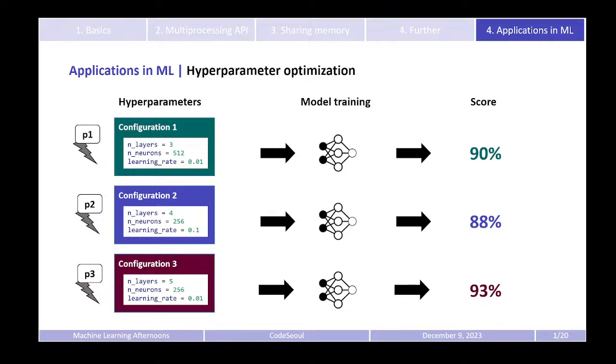For example, in more detail, let's say our simple neural network has 3 layers, 512 neurons, and a learning rate like this. The second configuration has 4 layers with 256 neurons, and the third configuration has 3 layers with 256 neurons. We want to check every one, so we put every model into a separate job, and then we will get the score finally. This can be one application.